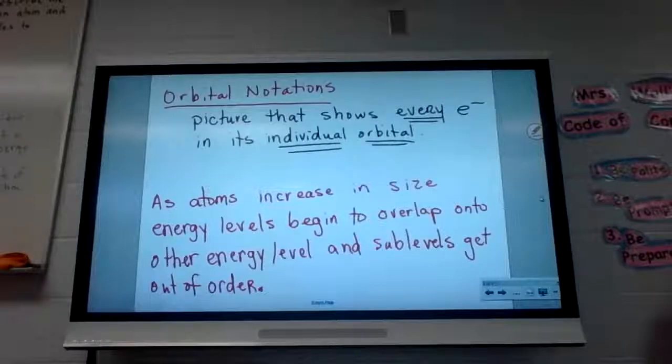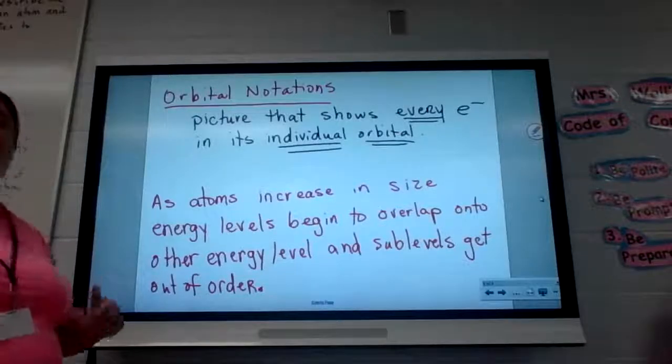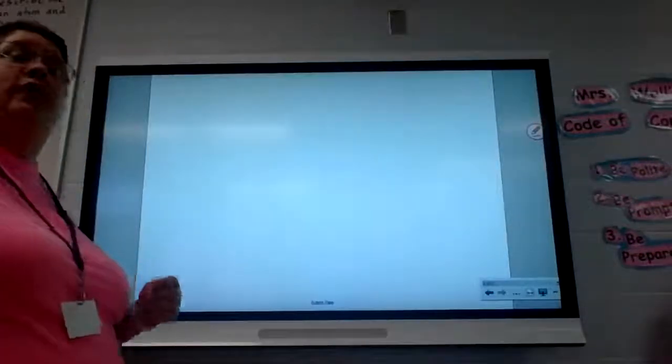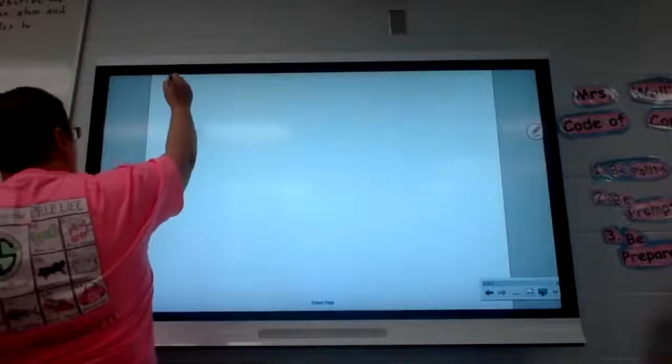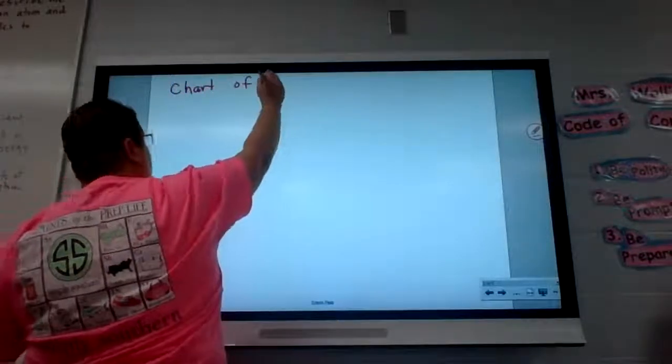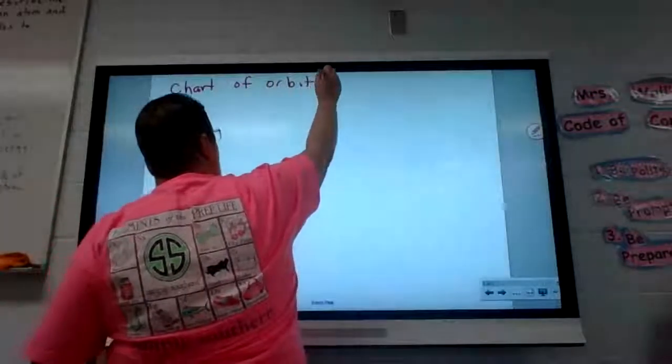Okay? So as they overlap on top of those other energy levels, they're not in order the way you would expect. Most of you would say 1st, 2nd, 3rd, 4th, 5th, and go in that order, right? Well, they don't appear that way. And so we have to be able to read them in the specific order they appear. So we can get that from a chart. You can use the chart as long as you can draw the chart. So this is called the chart of orbital overlap.